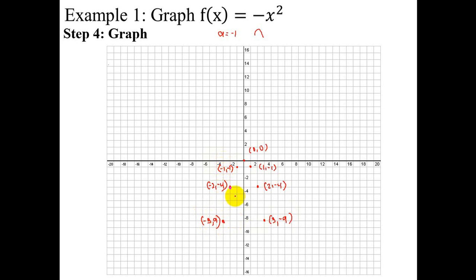Now, draw the graph. You have to be careful in drawing, and you have to take note as well that the parabola is U-shaped.